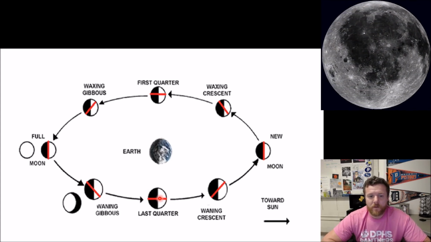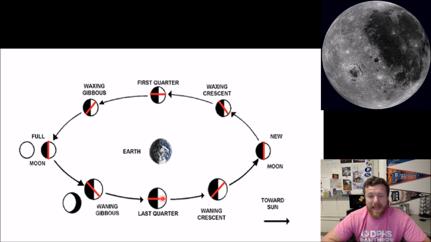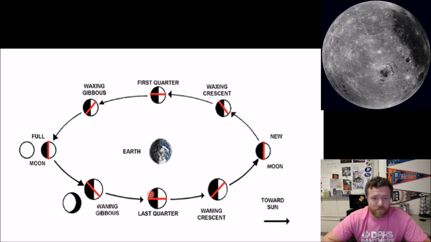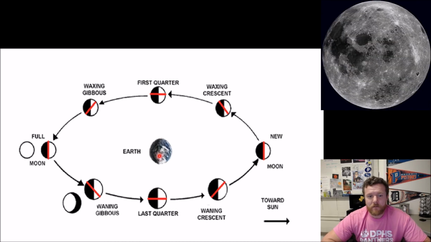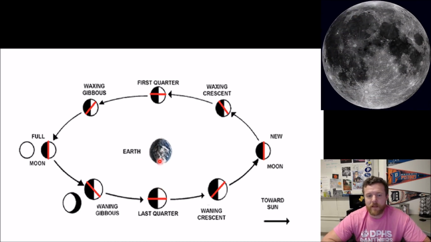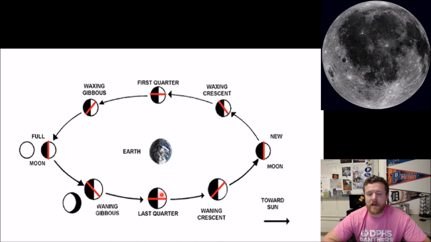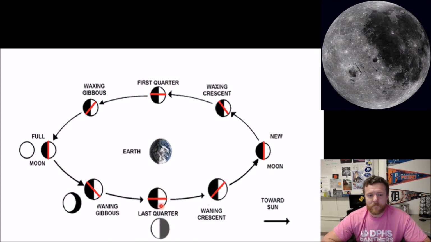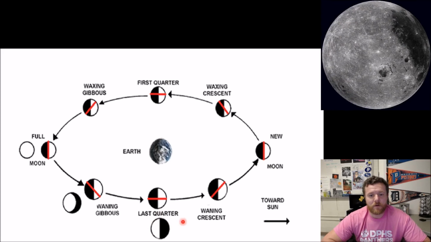Here, we see this half of the moon. Half of it is lit up, half of it is not. Looking at this moon from Earth, the left-hand side is going to be lit up. This is what we would see. We call that a last quarter.